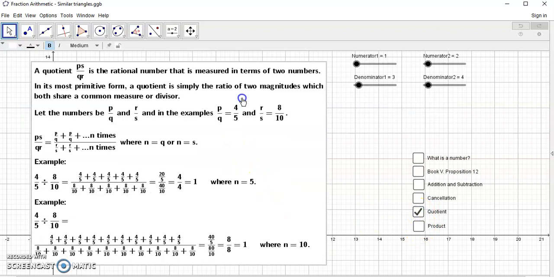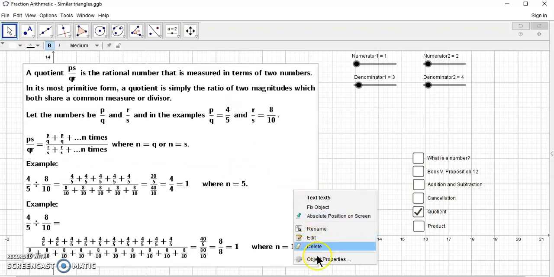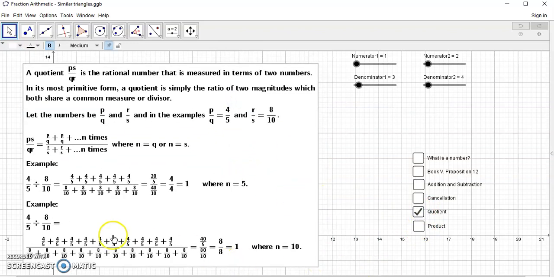And then similarly, we move on to the quotient and multiplication operations, as you see over here. So a quotient PS over QR is simply this expression here. In other words, it's this added n times and this added n times. And of course, if you wanted to divide 4/5 by 8/10, then this is how you would do it, right? And it doesn't matter whether you choose n to be q or s, it will still give you the same result.